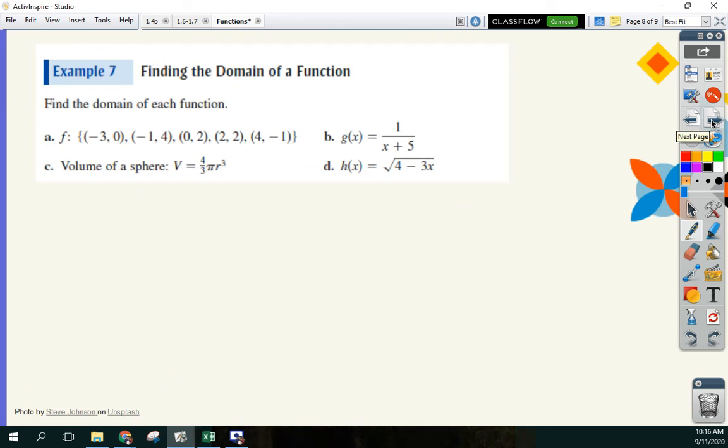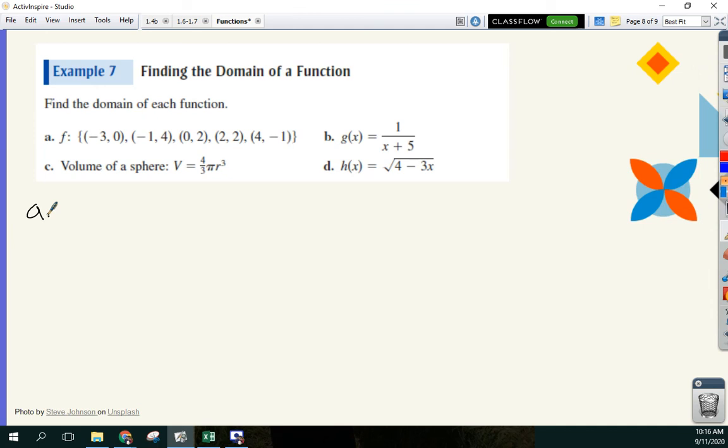Now, in our last example, we're going to talk about domain. Domain is important not only when we're looking at a graph, but also when we're looking at things given to us in different representations. So in this case, we're given a couple of different representations. On our first one, they just give us a list of points. Remember that our domain is going to be our x values. So since I'm just given a list of points, I'm just going to list all of my x values. And so that would be my domain for A.